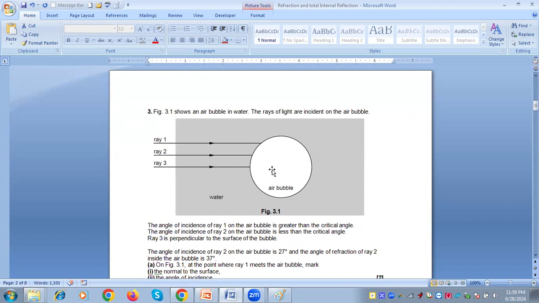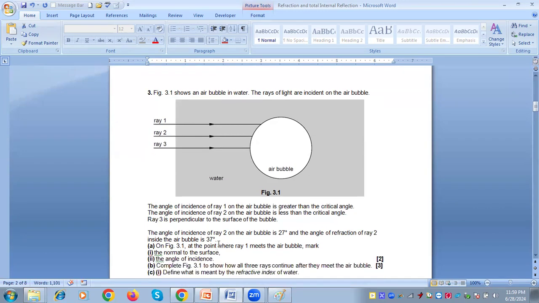So the first ray is entering the boundary of water to air at an angle more than the critical angle. It means the first ray will undergo total internal reflection. The angle of incidence of ray 2 is given as 27, and the angle of refraction of ray 2 in the bubble is 37, a greater angle because air is a rarer medium. Part A says: on Figure 3.1, at the point where ray 1 meets the air bubble, mark the normal to the surface and the angle of incidence.